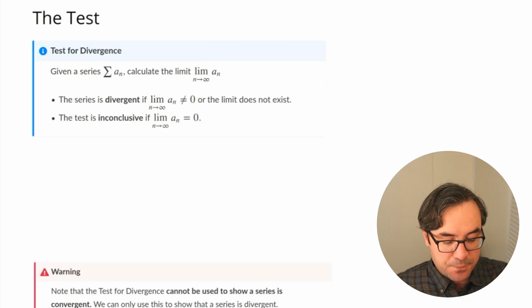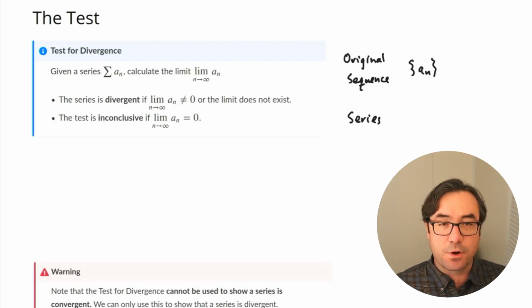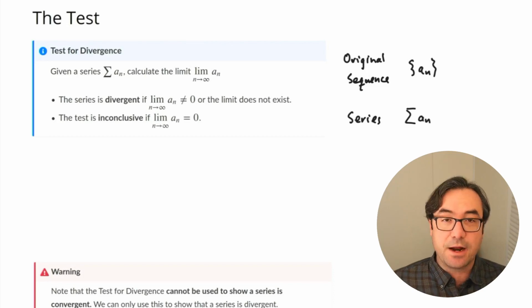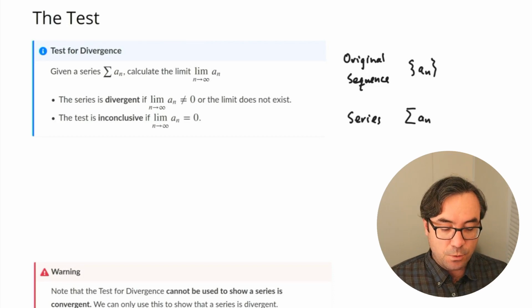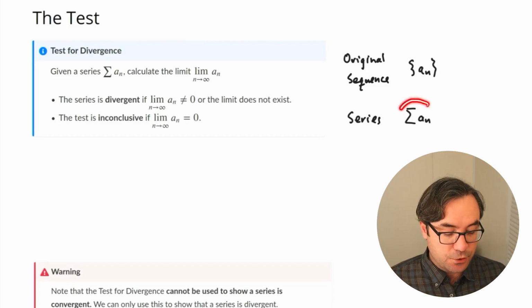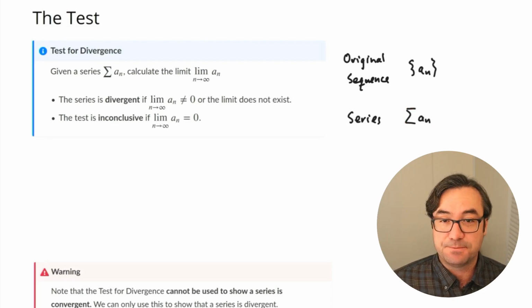So first of all, we have some original sequence. Call it curly bracket a sub n. And then we also have the series that we form from that original sequence. And essentially, this is when we try to add up all the terms. So we'll call that sigma a_n. So what we're trying to do is determine if this series converges or diverges.